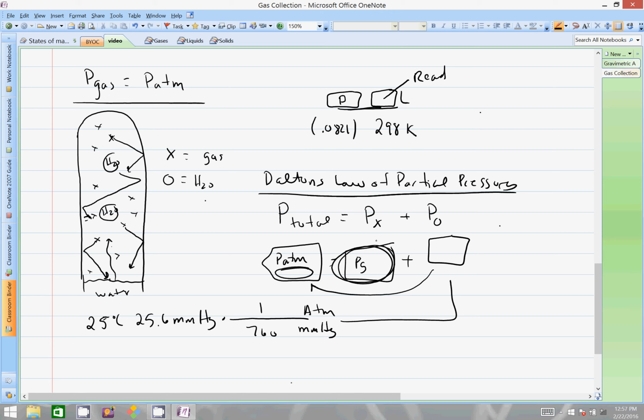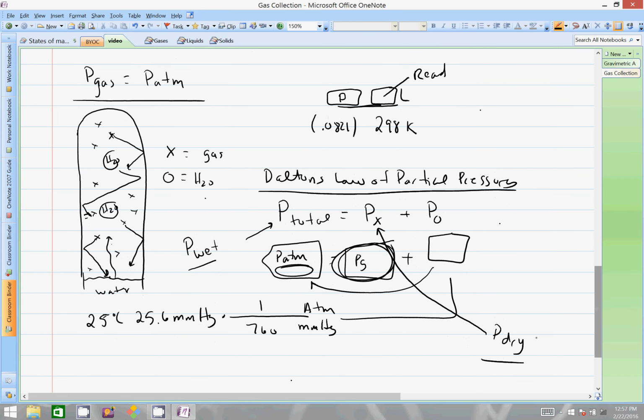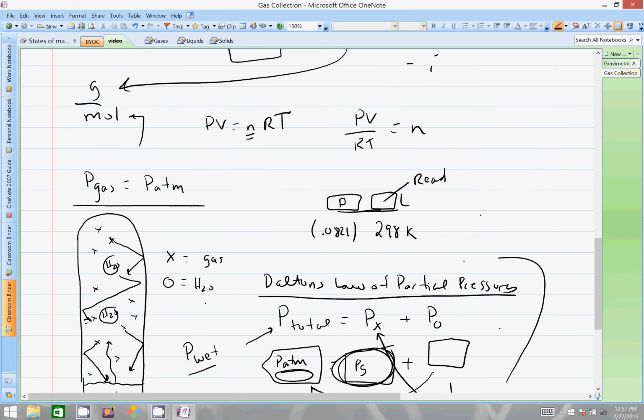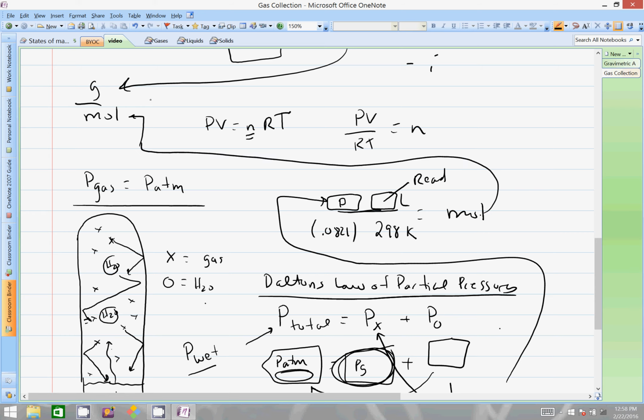And it's not that much. It's a small amount. In fact, in the end, we might not even realize it, but we would call this total pressure wet, meaning we're including the water. This pressure right here of just the gas we call pressure dry. Just to give you a heads up on that. So at that point, I would take this pressure and sub it into here, and I now have all my pieces to get my moles. In which case I plug into my molar mass formula and I get my molar mass.